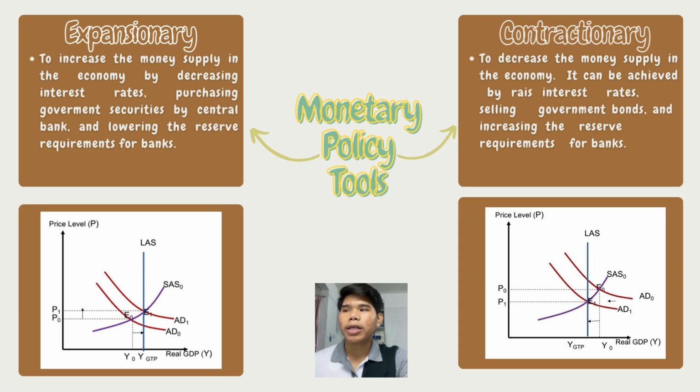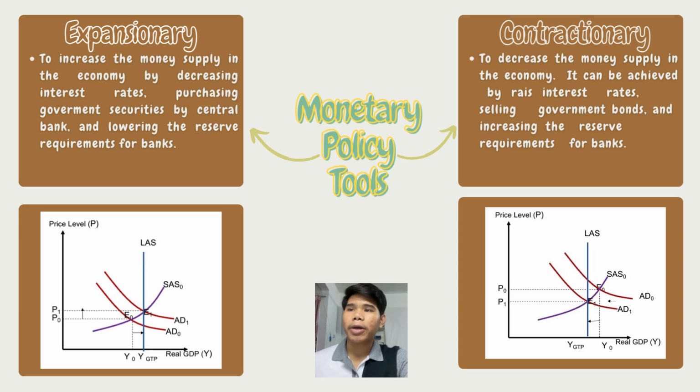Okay, second, I will explain about the contractionary. Contractionary is to decrease the money supply in the economy. It can be achieved by raising the interest rate, selling government bonds, and increasing the reserve requirement for banks.